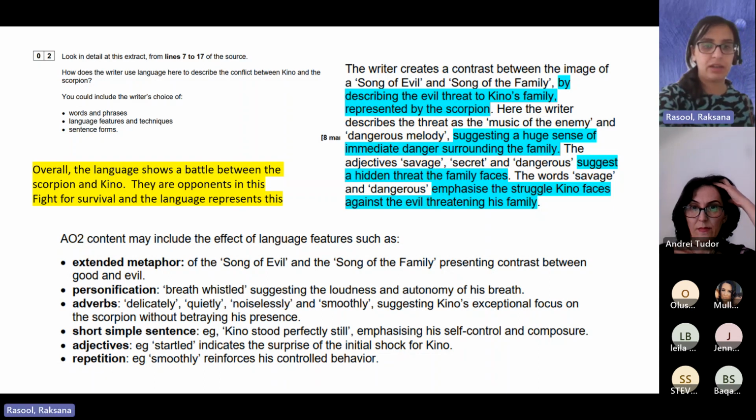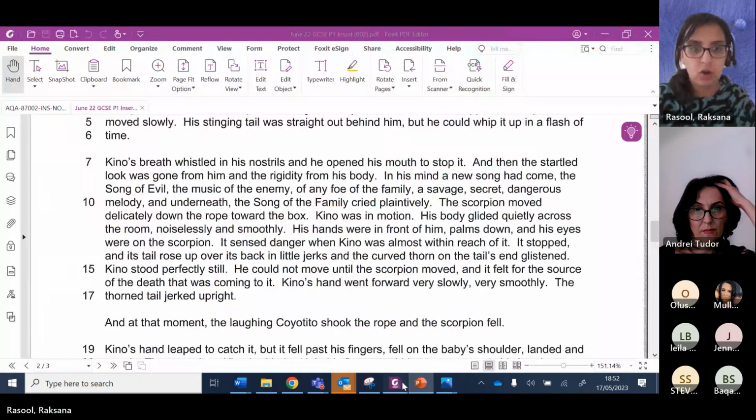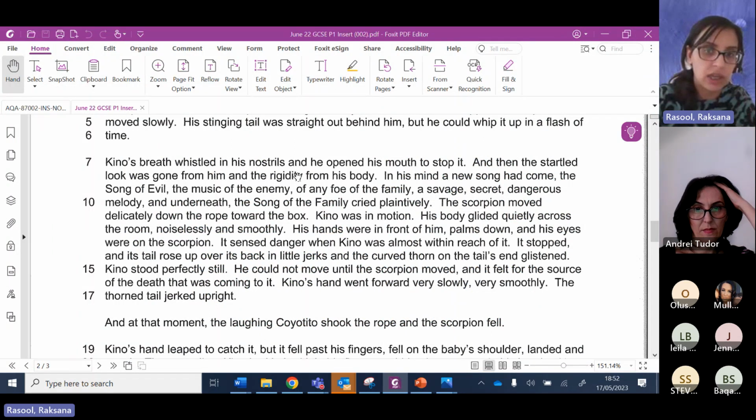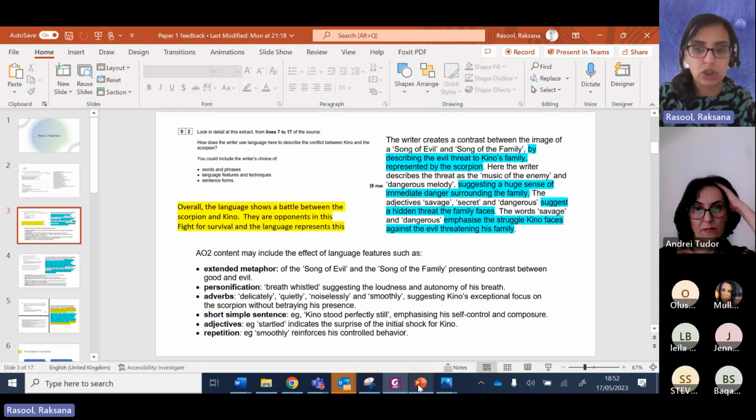Okay. And if we look at the text up to line 17, this one line paragraph is on its own and it's completely different. But up until this moment, Kino's hand is still moving slowly, smoothly. And the scorpion is still very aware and very threatened. Okay. So that's what it wanted you to do.